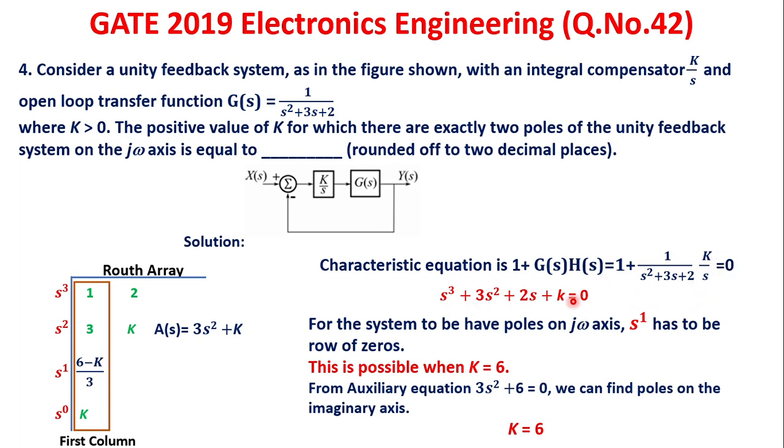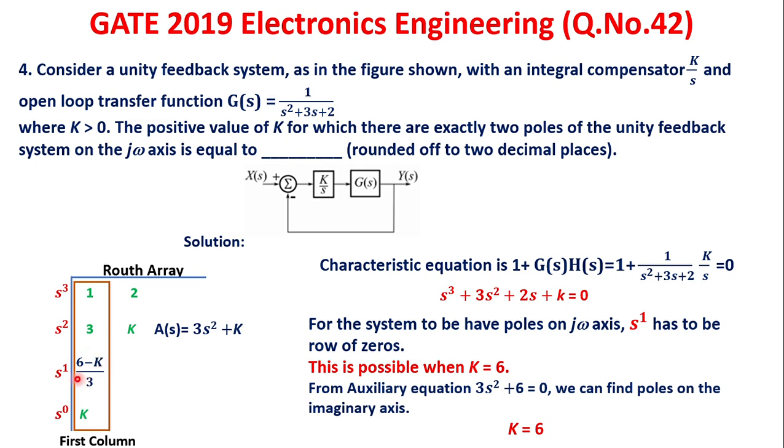So if we simplify, s cube plus 3s square plus 2s plus k equal to 0. So form the Routh array: 1, 2, 3, k, same method. To have poles on the j omega axis, first of all we should have a row of zeros. We will have a row of zeros only when k equal to 6.